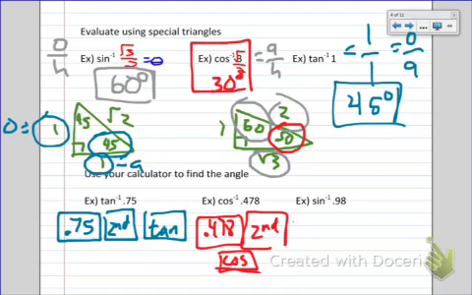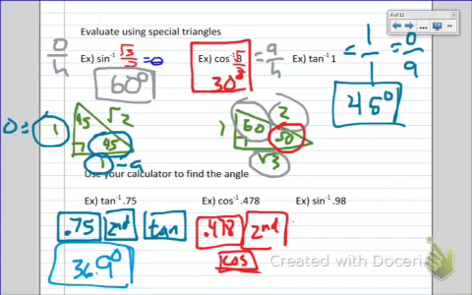So I'm going to go ahead and go 0.75, second, and tangent. There we go. I get like 36.9 degrees. That looks a little better for that one.